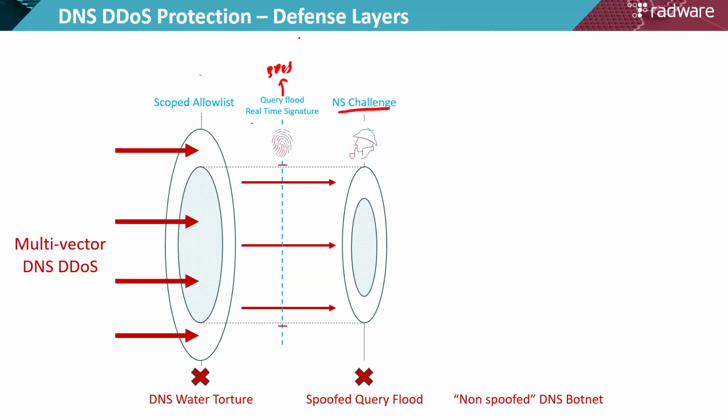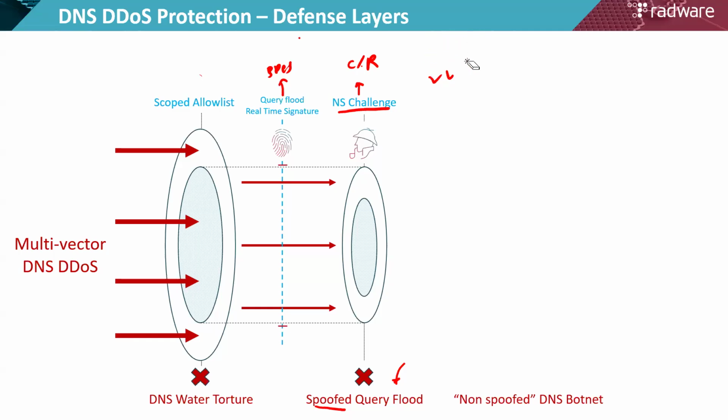Next, we have the name server challenge. This is a challenge response mechanism, CR. It is used to stop spoofed query flooding attacks. In the previous case the attack was coming from a single source, which was not spoofed. But here we are dealing with spoofed IP addresses, so we might have multiple clients, and the query flooding attacks come from multiple spoofed sources.